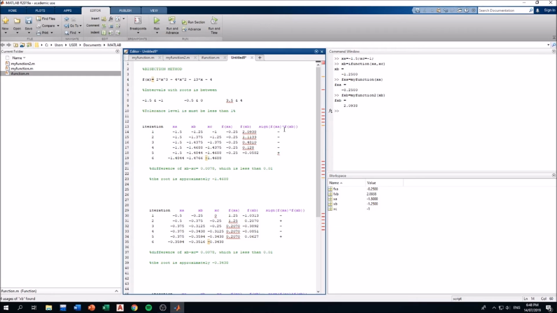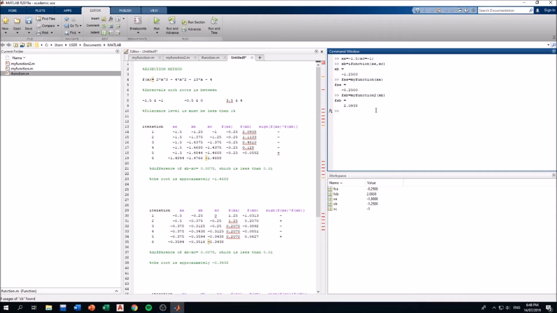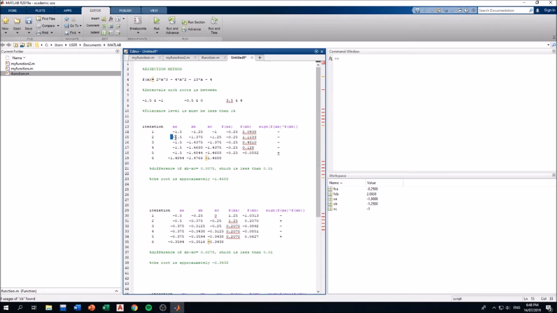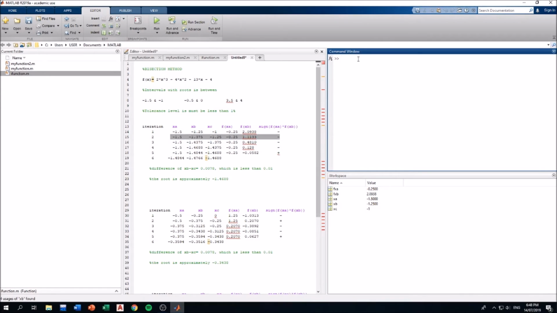And then we will multiply the two signs, f of x sub a and f of x sub b, which will give us negative. With that, if it is negative, x sub a will remain the same, and we will make use of x sub b as our x sub c. To clear the command window, simply type clc.